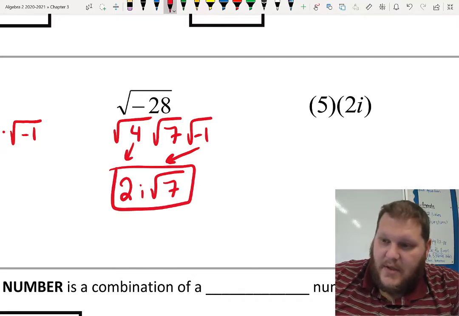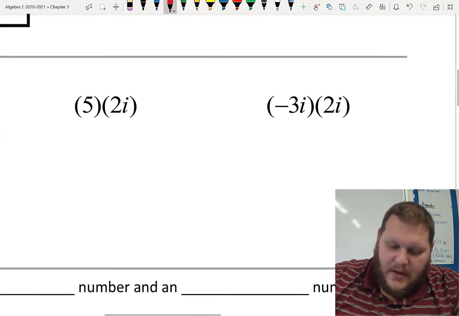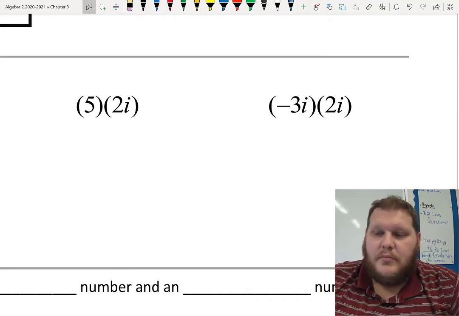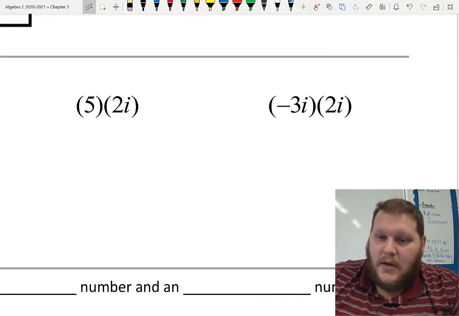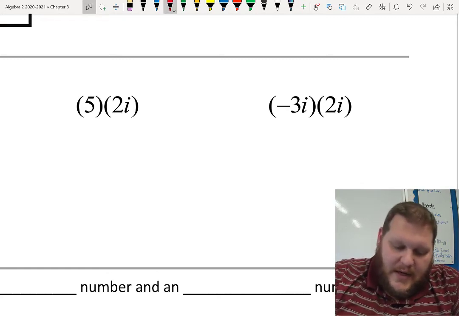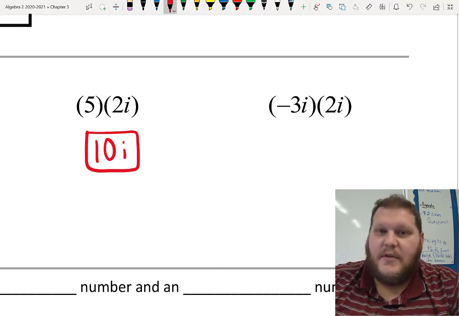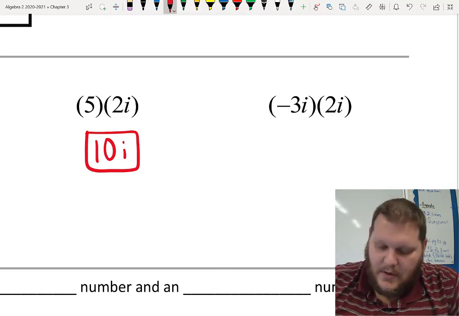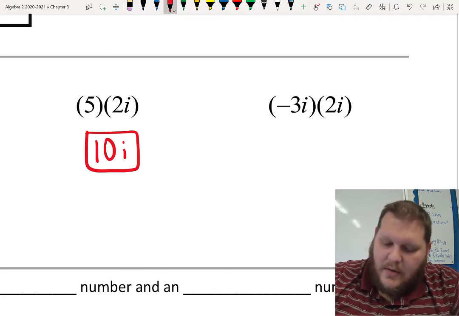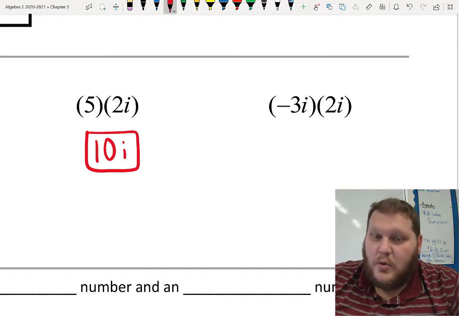Now, if I'm given something that has i involved in it, you treat that just like a variable. We can just leave it in terms of i. So here, 5 times 2i would just be 10i, and that's it. Nothing else funky happening to it, just like if it was 5 times 2x, it would be 10x. Where it gets to be a little bit unique is with the multiplication of two imaginary numbers.